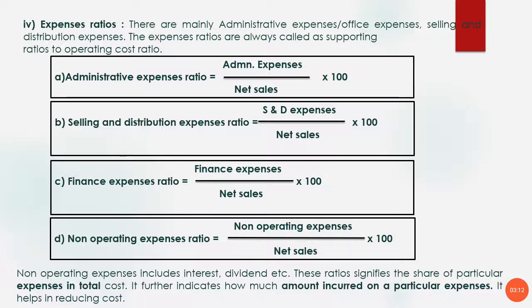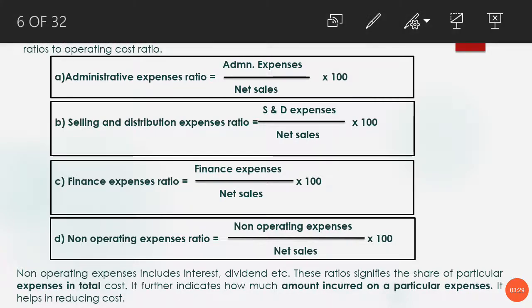4. Expenses ratio. There are mainly administrative expenses, office expenses, selling and distribution expenses. The expenses ratios are always called supporting ratios to operating cost ratio. These ratios can be calculated as under: A, administrative expenses ratio is equal to administrative expenses divided by net sales into 100.